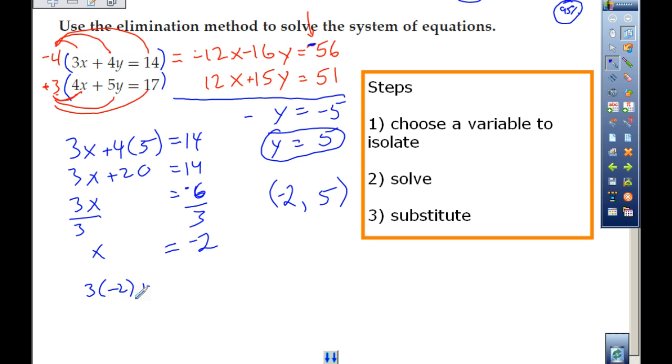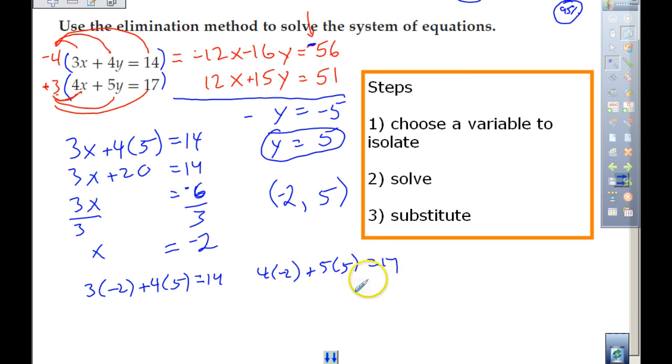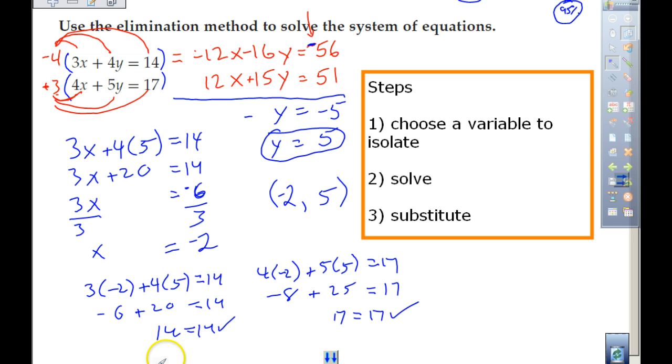3 times negative 2 plus 4 times 5, does that equal 14? 4 times negative 2 plus 5 times 5, does that equal 17? Okay. Negative 8 plus 25. Yep, 25 minus 8, that's 17. Good, 100%. Negative 6 plus 20, does that equal 14? Yeah, 20 minus 6 equals 14. Boom, 100%.